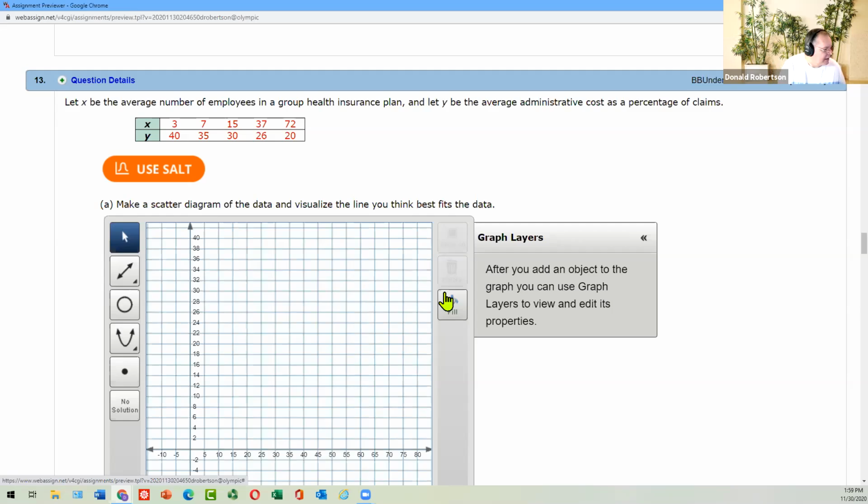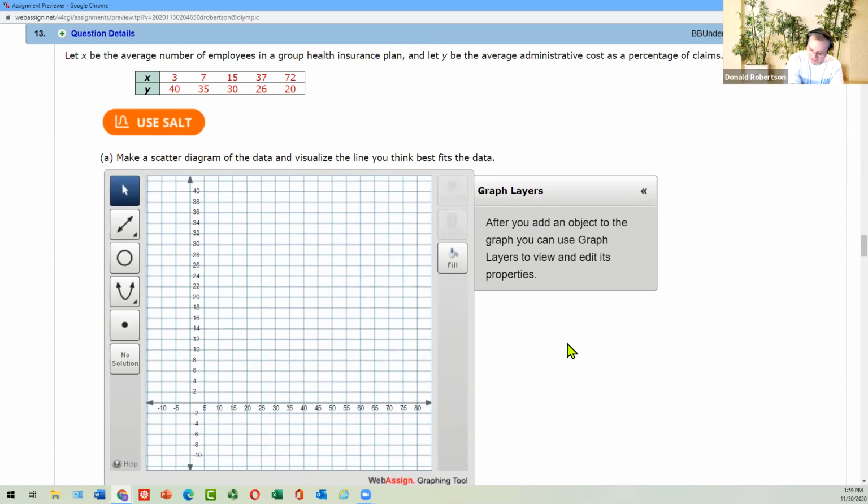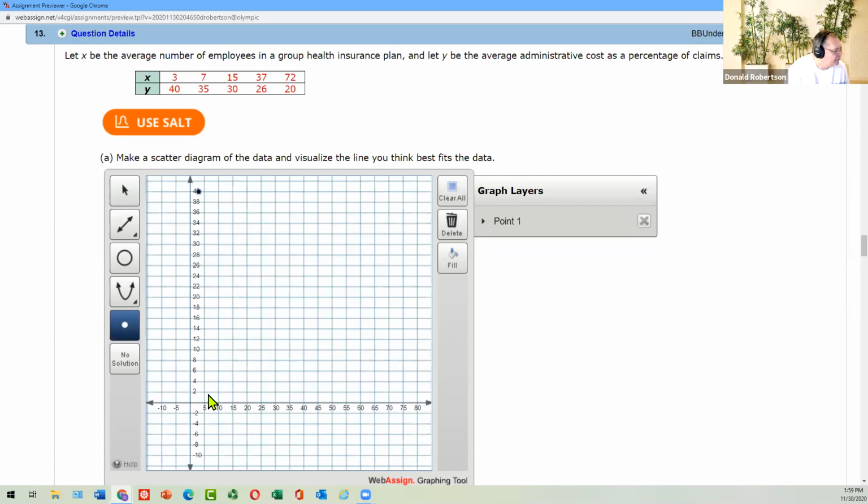Are we getting the gist of what I'm going to do here? Because it's pretty much the same as before. Here is a set of data. I'm going to pretend this time that I'm doing it right for speed. 3,40, good grief, would be about here. Oh, hit the dot. 3,40 is about here. 7,35 is about here. 15,30. 37,26. 72,20.